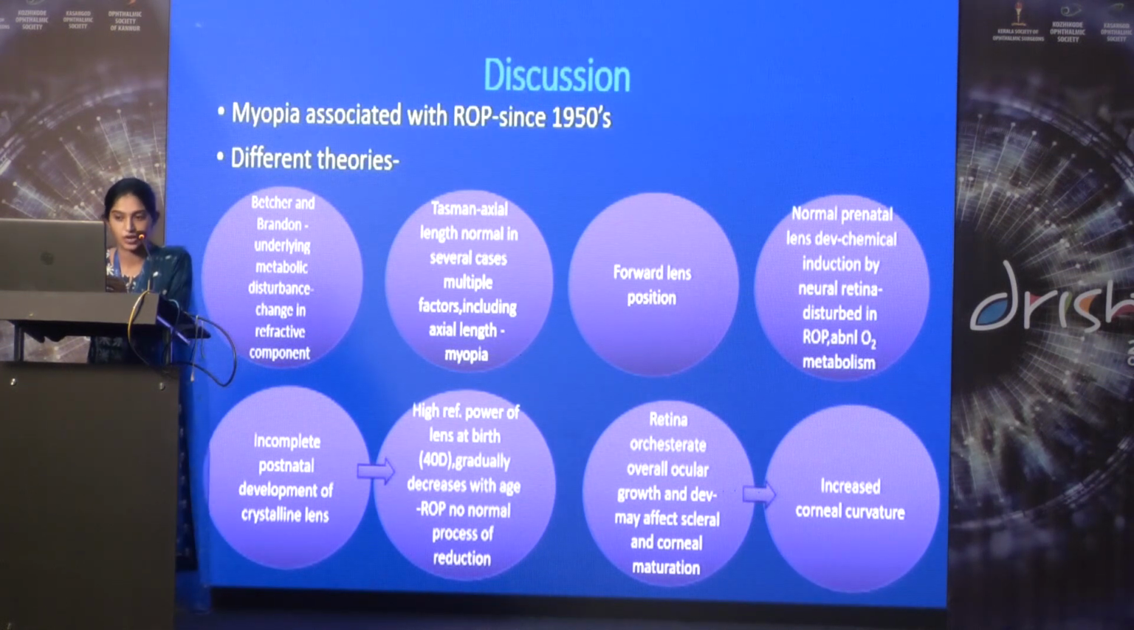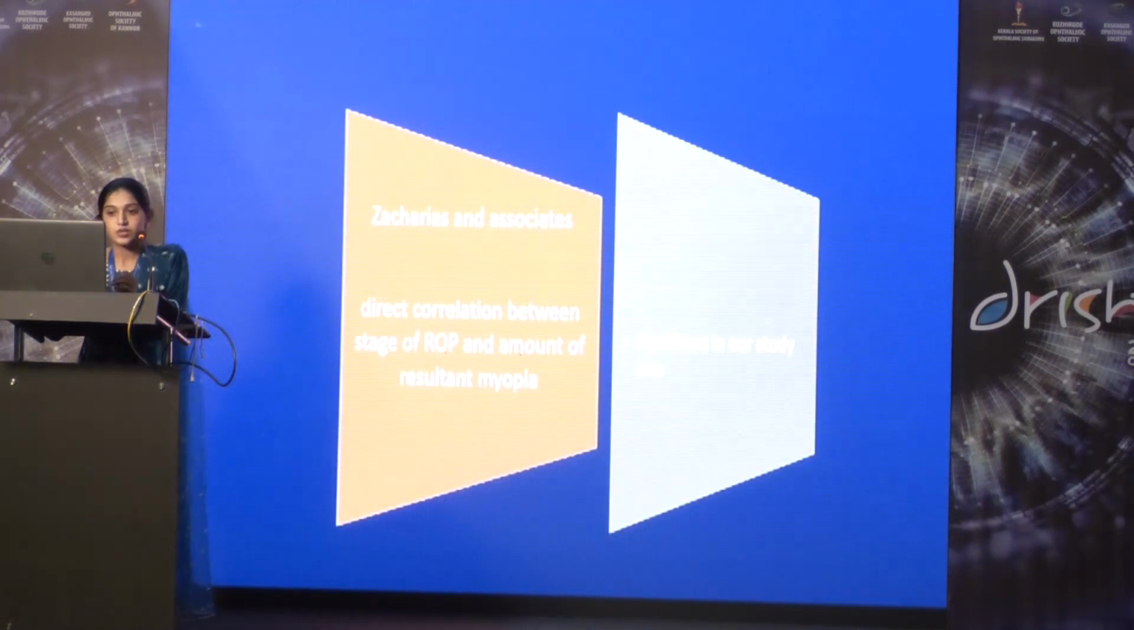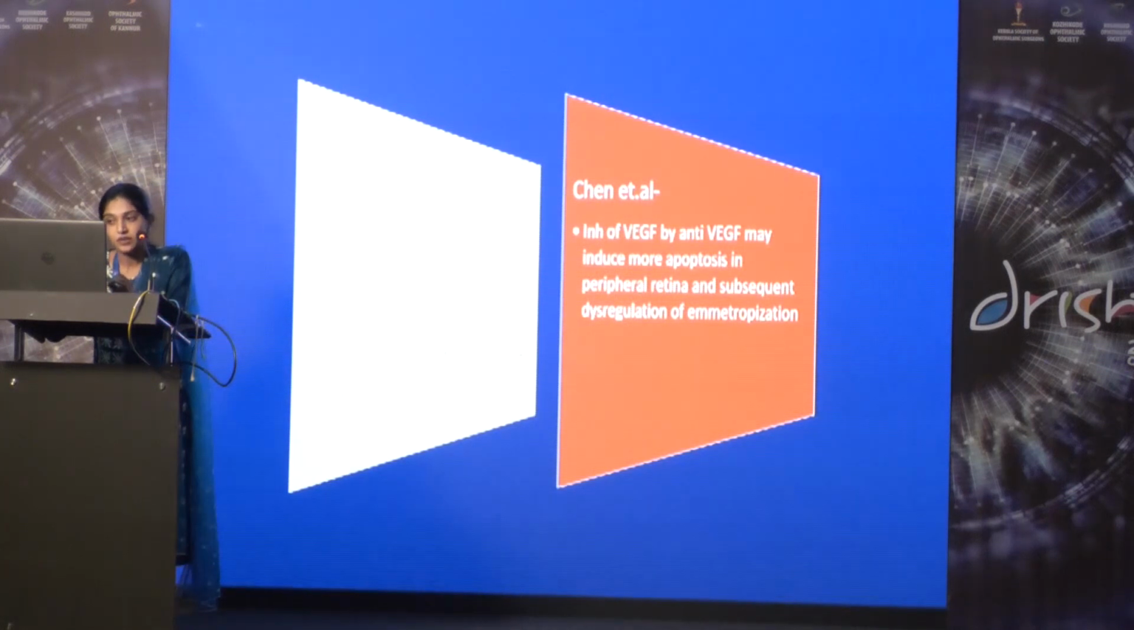It can affect the scleral and corneal maturation, which will be affected in a premature retina. So in our study, we have noted that the stage of ROP and the amount of resultant myopia had a significant correlation. Zacharias and associates have also proved the same. And with the advent of anti-VEGF, it was thought that the incidence of myopia would be reduced when the infants were treated with anti-VEGF, but other recent studies have shown that this is not true.